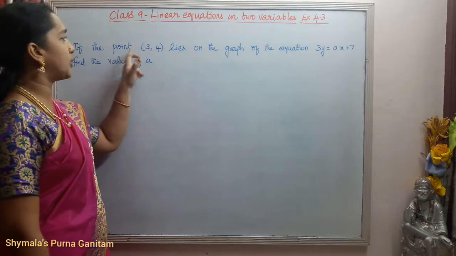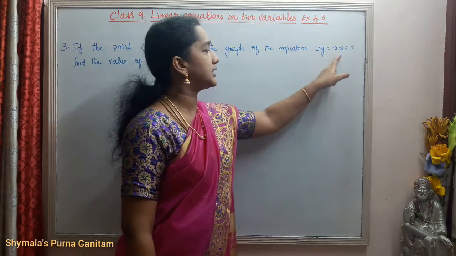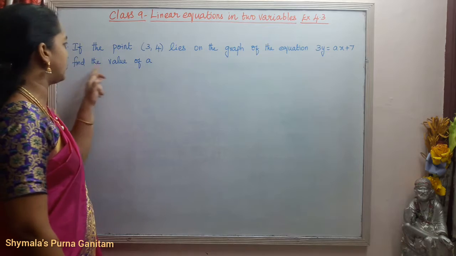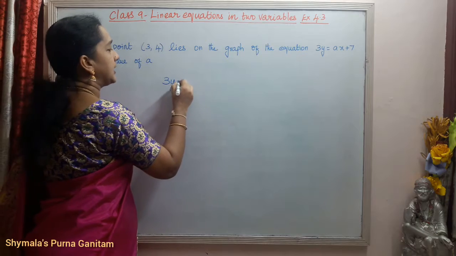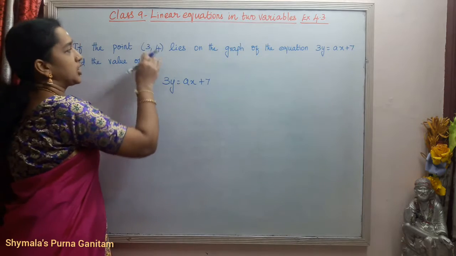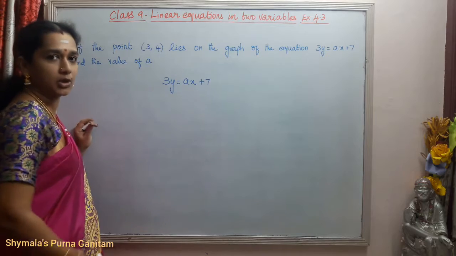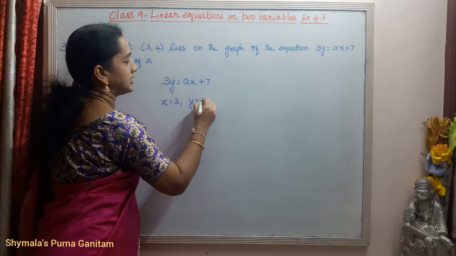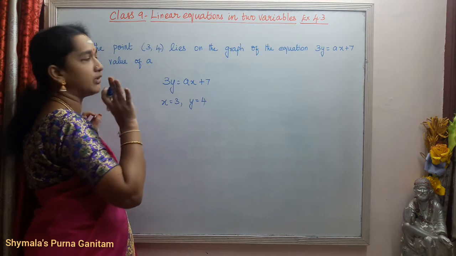The third sum is: if the point (3, 4) lies on the graph of the equation 3y is equal to ax plus 7, find the value of a. Very simple. The equation given is 3y is equal to ax plus 7, and the point (3, 4) lies on it. So x is equal to 3 and y is equal to 4 is given.